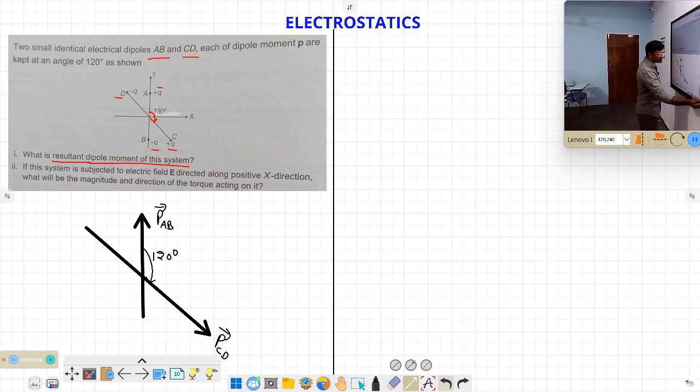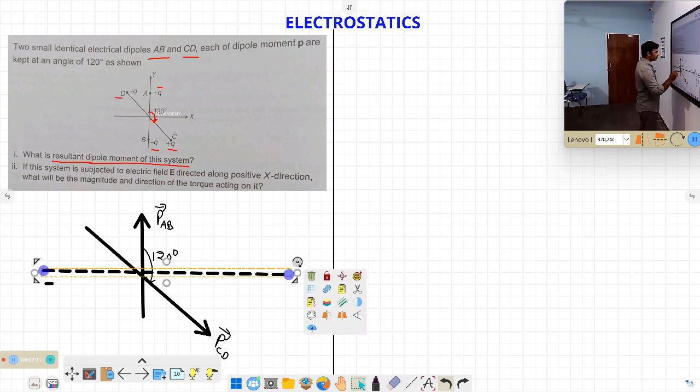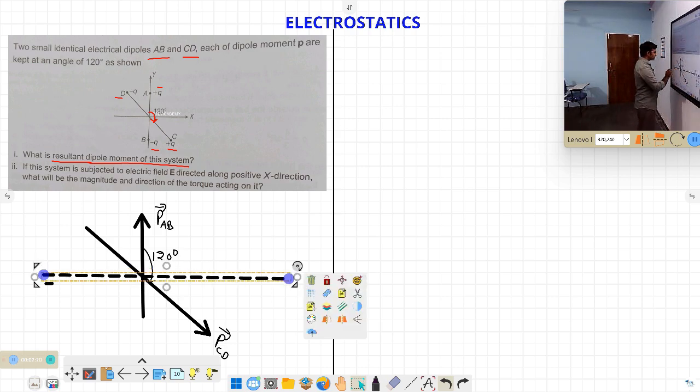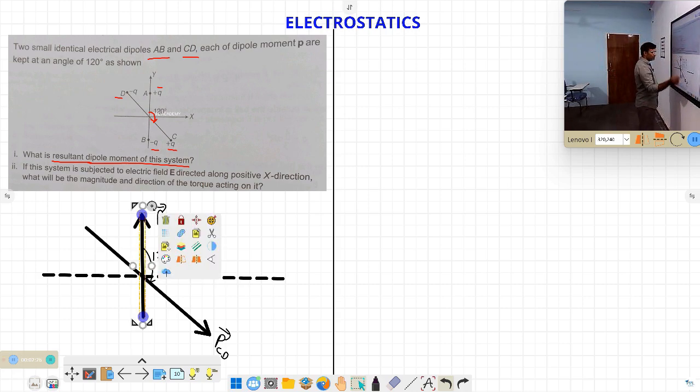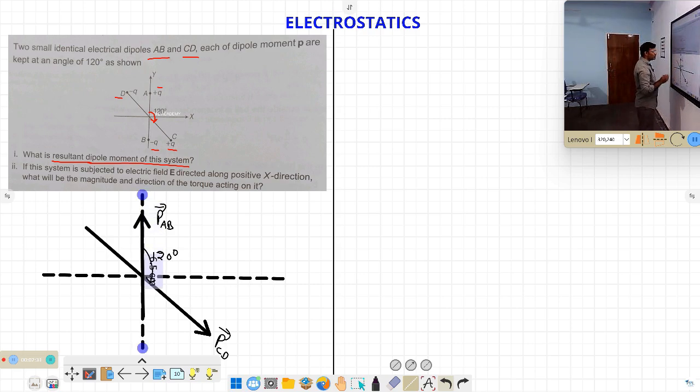Now, with respect to the x-axis, if you take a coordinate system, this is the way I can choose it: the x-axis, and this is the y-axis. With respect to the x-axis, you don't know how much angle it is making, so we will discuss that later. The first question is, what is the resultant dipole moment of the system?